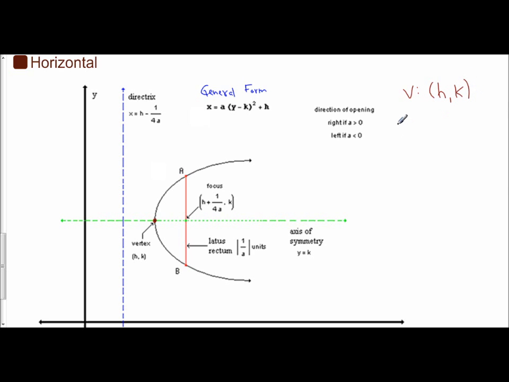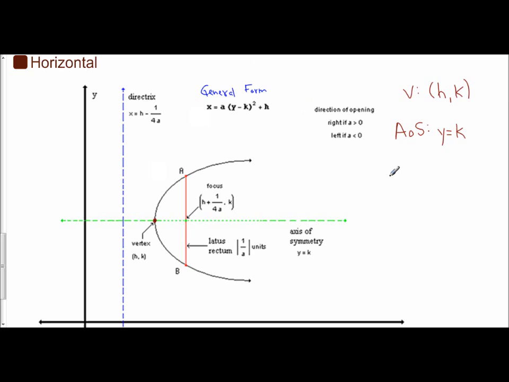Now, a new concept for axis of symmetry is here. The axis of symmetry, represented by this green dashed line, is horizontal. And since this axis of symmetry is horizontal, that means the equation is y equals your k value, because it cuts horizontally through the y value of the vertex. So for a horizontal parabola, (h, k) is still your vertex. The new concept is since your axis of symmetry is a horizontal line, you're going to use the y value of the vertex, y equals k.